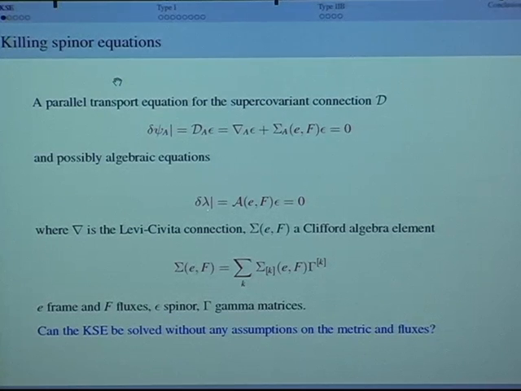The other Killing spinor equations are the vanishing variations of the other fermions of the theory, and these are typically of algebraic type. And the task that I have set for ourselves is to see whether one can solve the Killing spinor equations without making any assumptions on the metric or the fluxes. So completely generically, without any ansatz or any other assumptions.